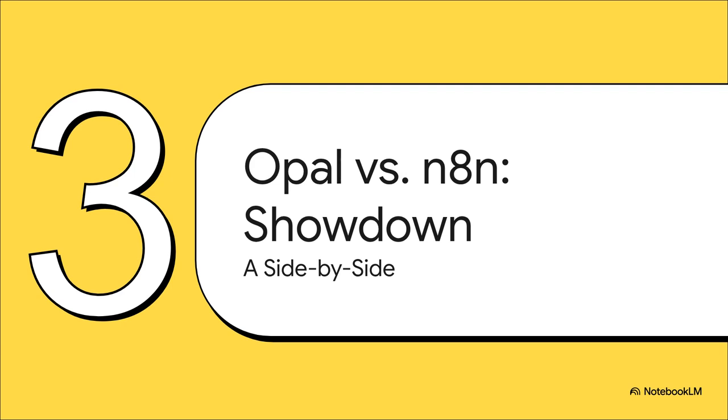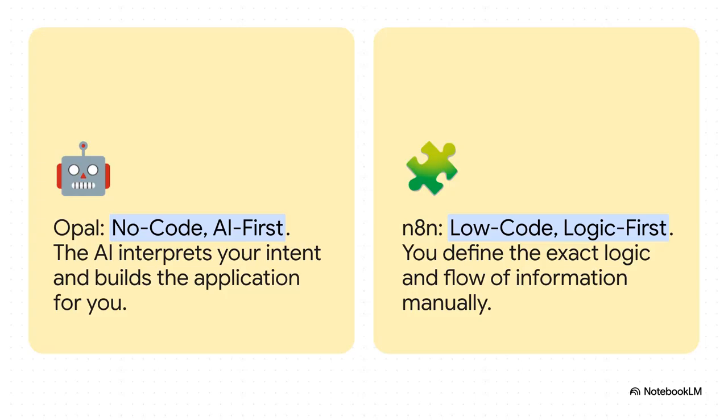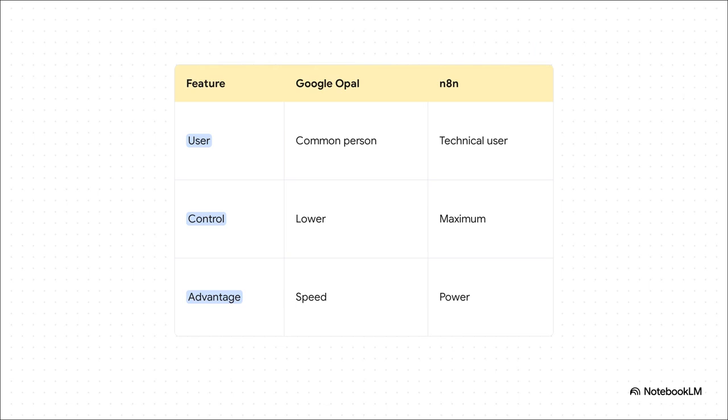All right, we've seen the theory and we've walked through a practical example. Now let's put them head-to-head and really lock in these key differences for good. This slide right here is the core of it all. Opal is AI first. It uses artificial intelligence to figure out what you want. And n8n is logic first. It basically waits for you to define the exact flow of information. That is the real difference. It's intuition versus instruction.